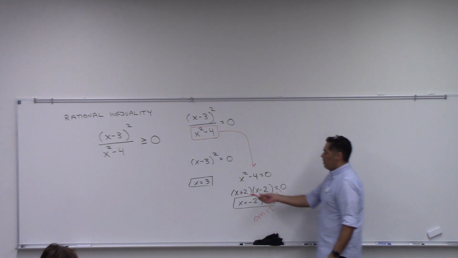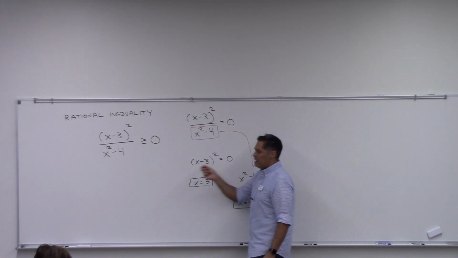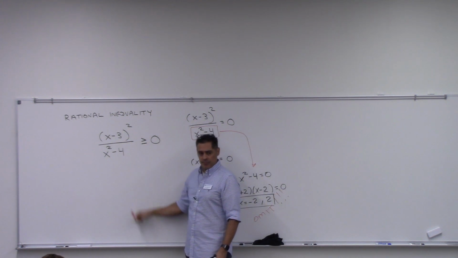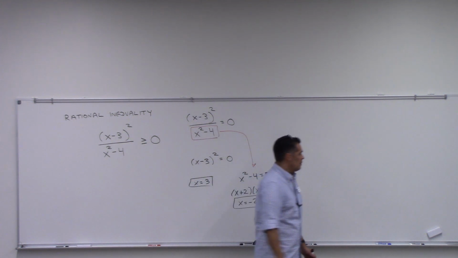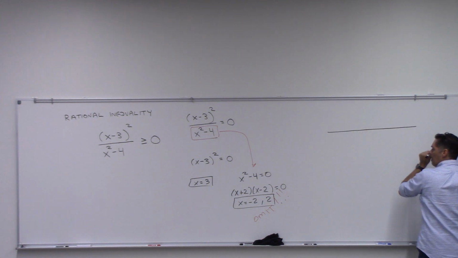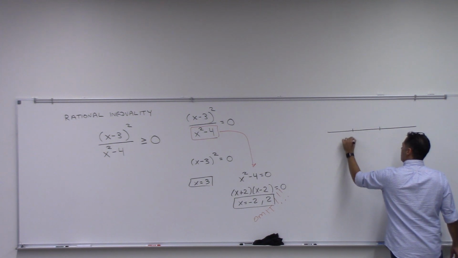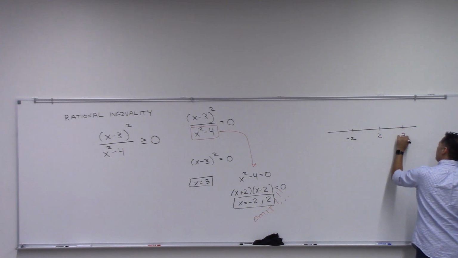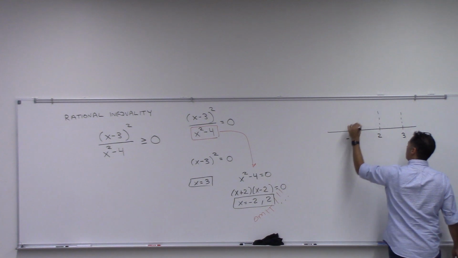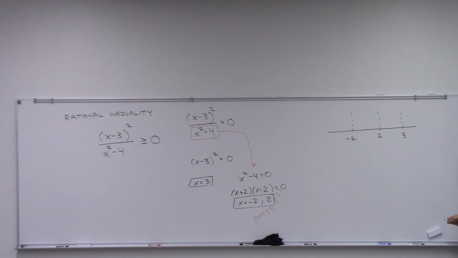No matter what, these will never be part of my answer, right? Will this 3 be part of my answer? Yes, because this is what makes it 0, and this time I do want it to be 0. So I want to include that. That's just me thinking ahead here. Let's do our number line. All right, I've got 2 and -2 and 3. Partition the number line up. And now some test points.